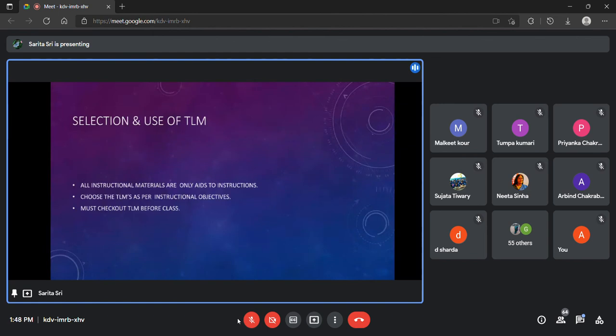Third, must check out TLM before class. We must check out our TLM before the class starts to be sure if it is working properly or not, and for results, abide by the general utilization guides in the use of media. Like, first learn how to use your TLM, provide a conducive environment, and then prepare introductory remarks, questions, or initial comments you may need.